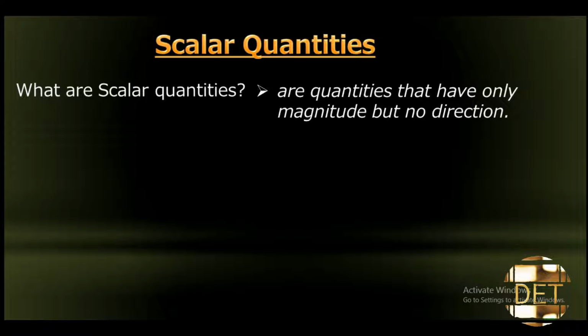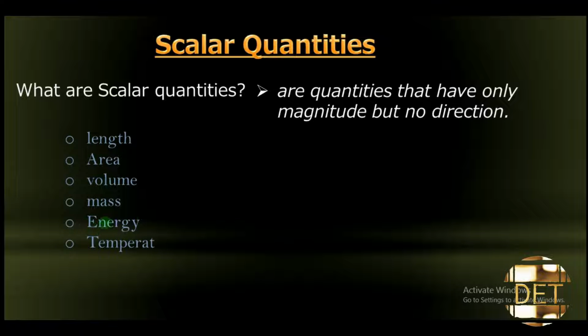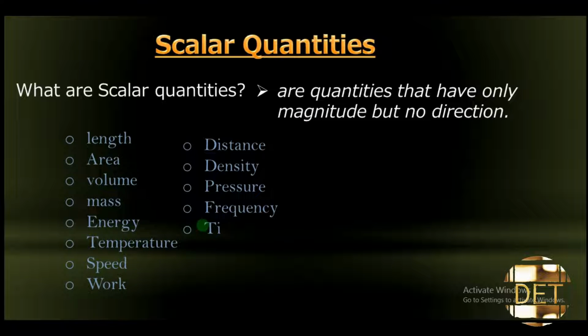In this video, we'll be discussing the meaning and examples of scalar and vector quantities. So what are scalar quantities? Scalar quantities are quantities that have only magnitude but no direction. Examples are length, area, volume, mass, energy, temperature, speed, work, distance, density, pressure, frequency, time, etc.